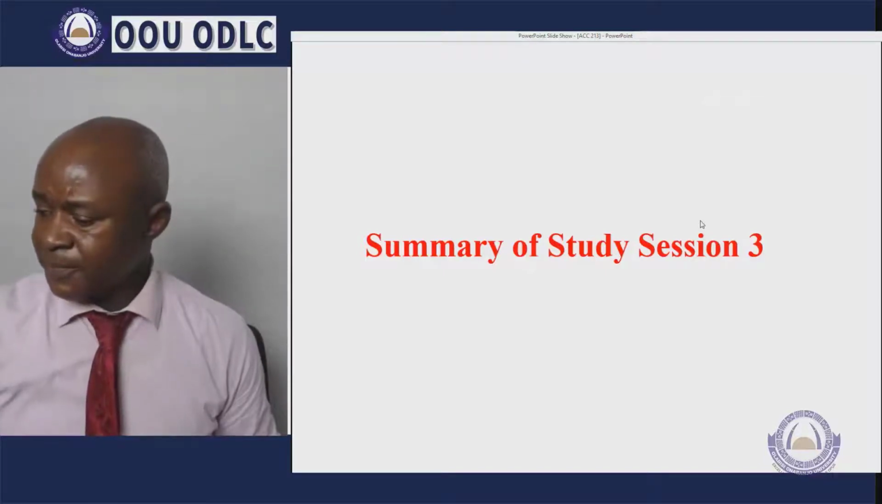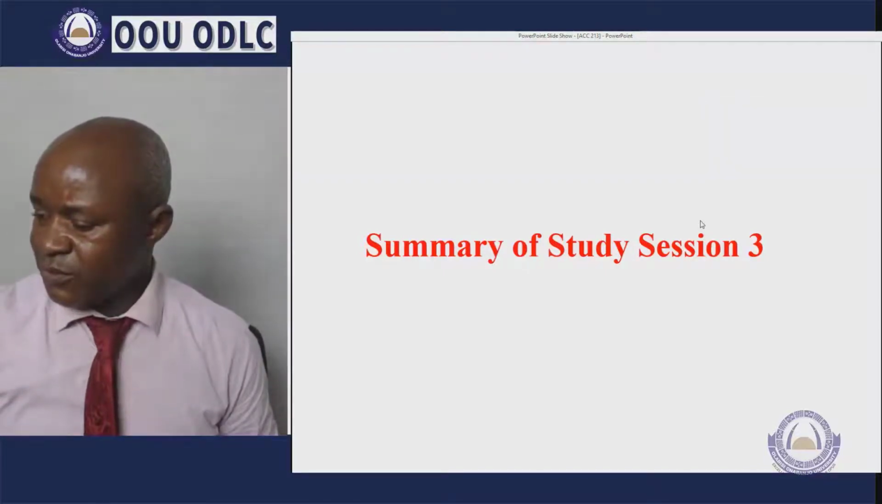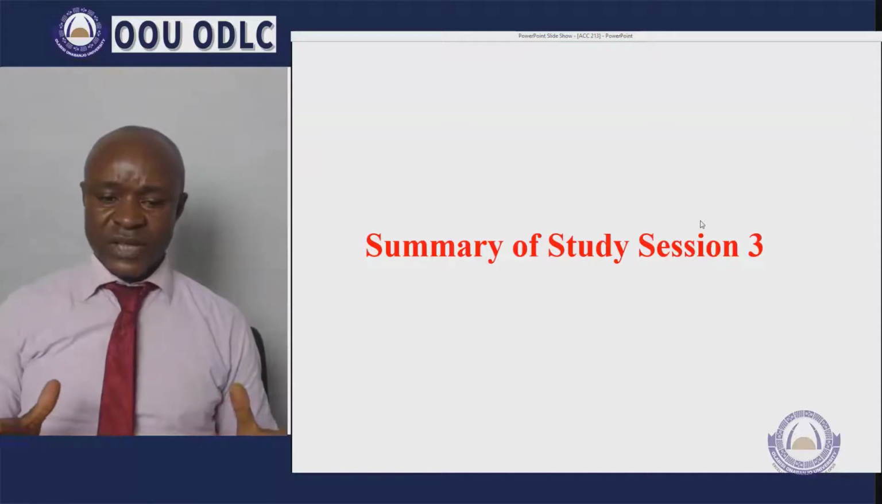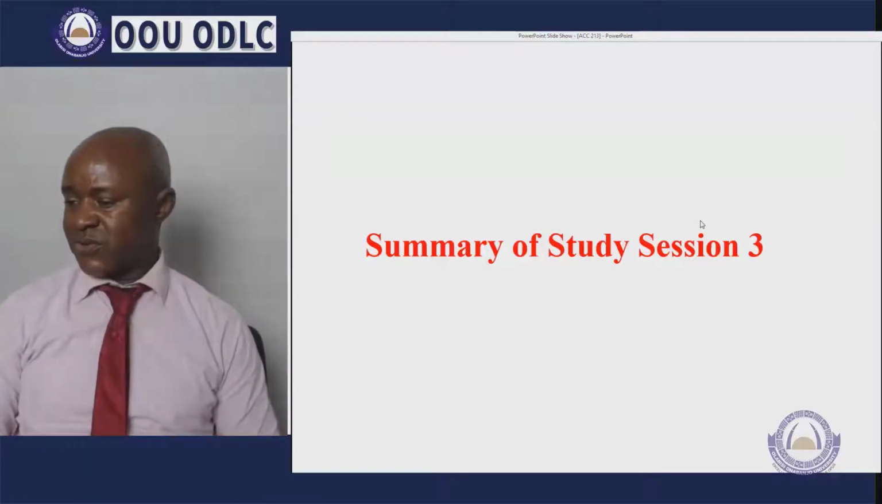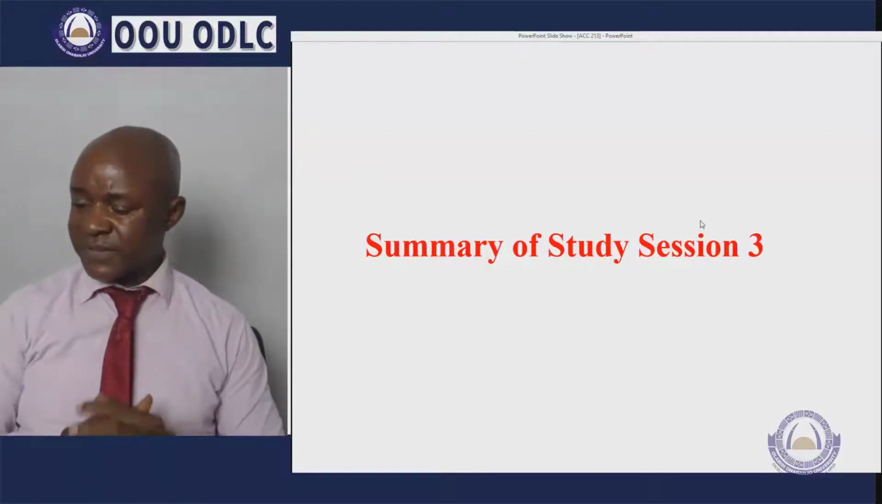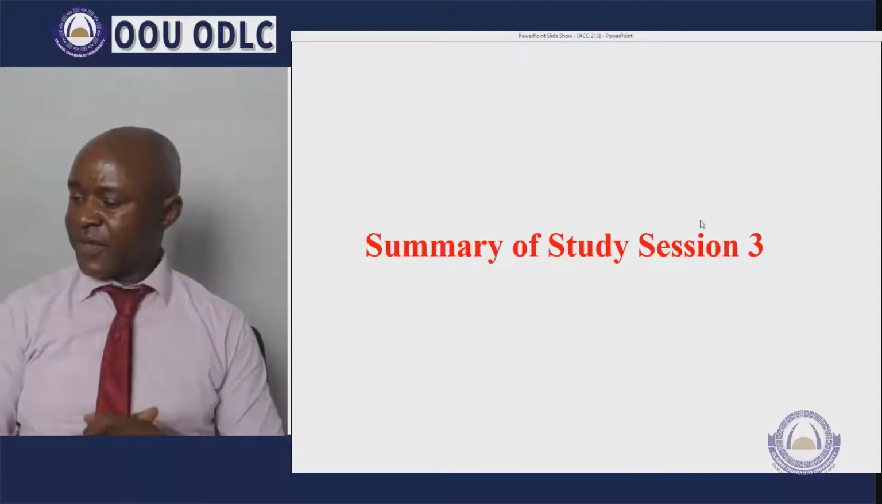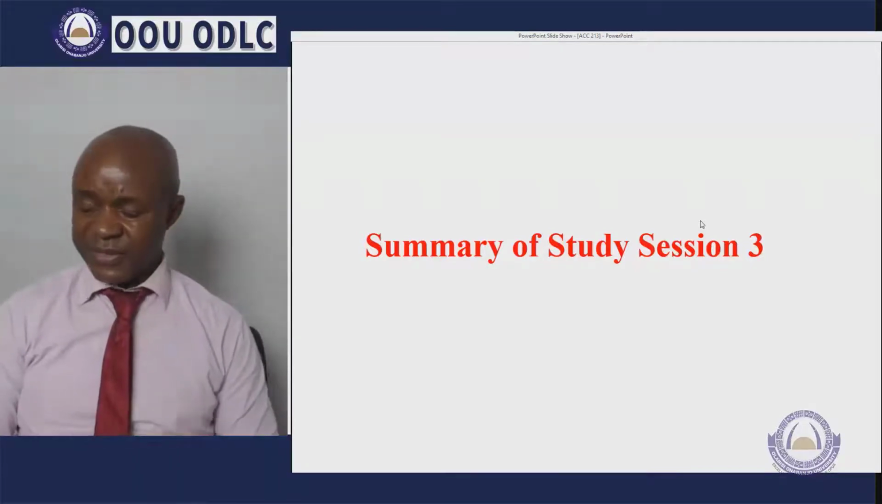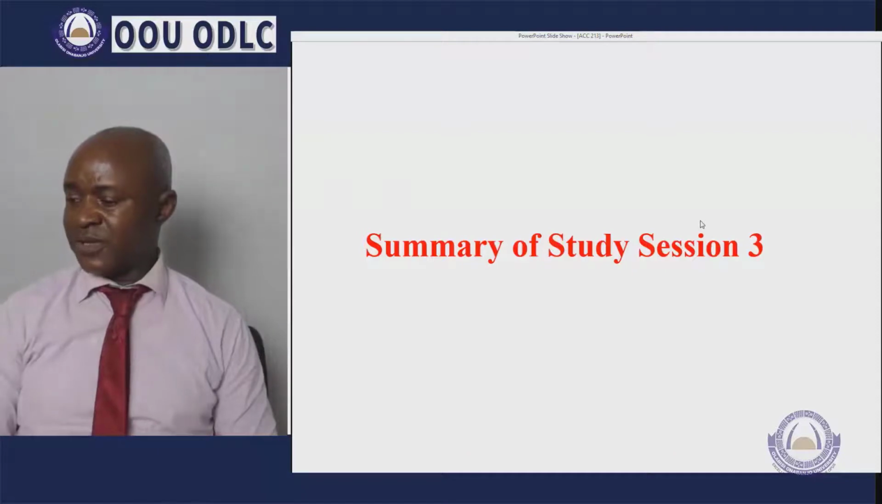With this, we have come to the end of session 3. And I want us to take a summary of what we have done in session 3. In this session 3, we have looked at material as a significant portion of the total cost of any business, especially manufacturing entities. Material costs constitute over 60% of the total cost.